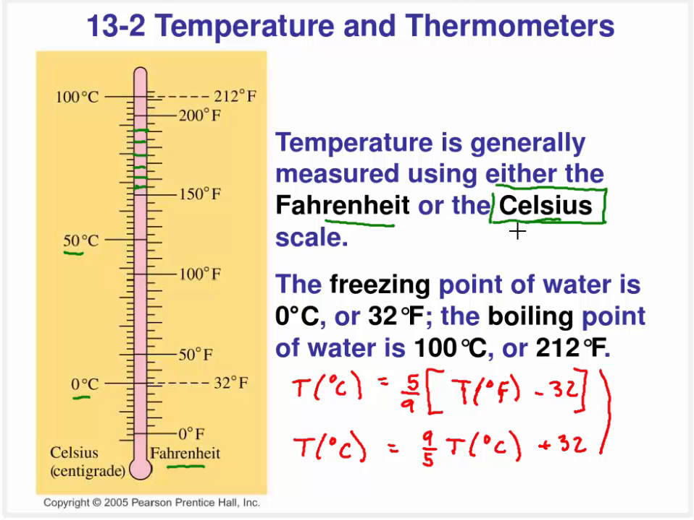The Celsius scale is based off of the physical world, the freezing point and the boiling point of water. So freezing is 0 degrees Celsius and boiling is 100 degrees Celsius, so it makes much more sense from a scientific standpoint. If we ever need to convert between the two of these, we can say that the temperature in Celsius is going to be 5/9 times the temperature in Fahrenheit minus 32.